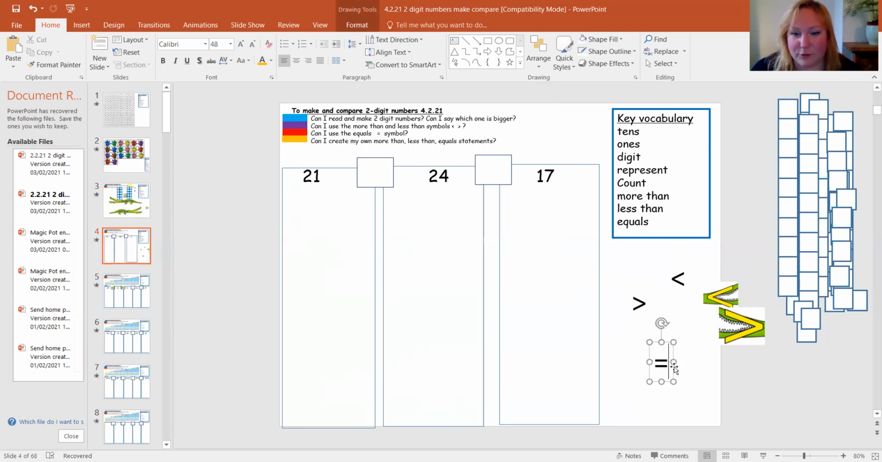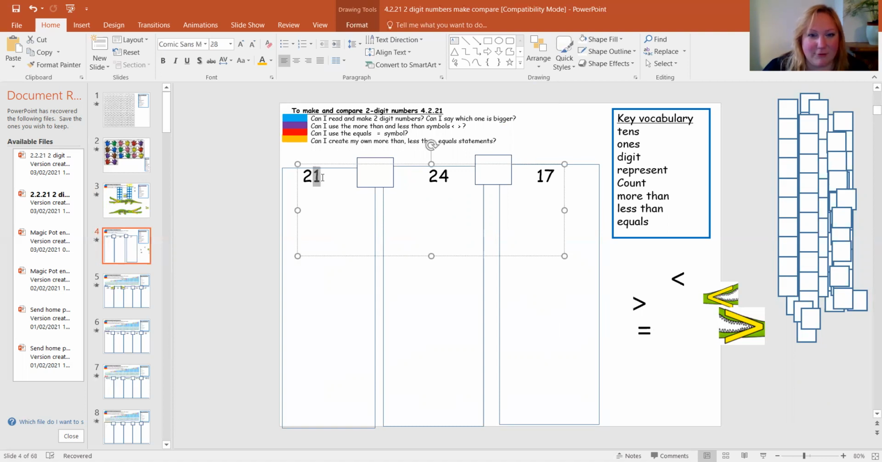Can you also use, if you're on the red level of challenge, the equal symbols? And I've made totals for you to figure out there. And the orange level is again to create your own more than, less than, and equals statements. Let's have a go at this one.